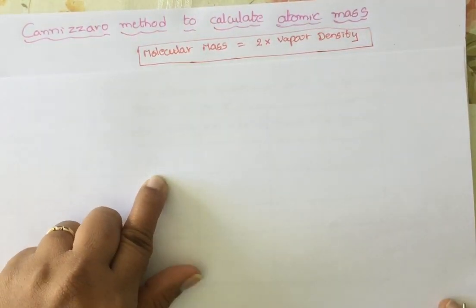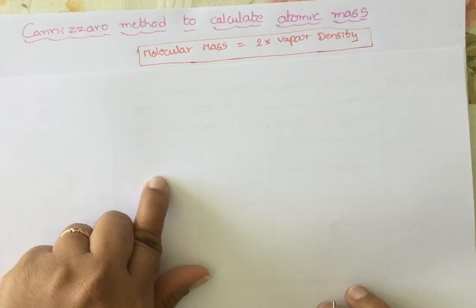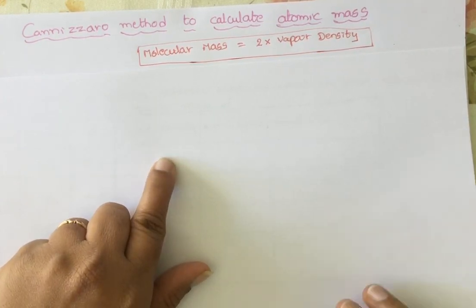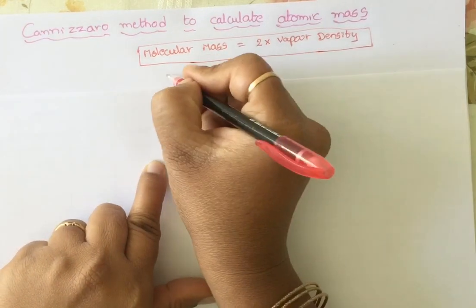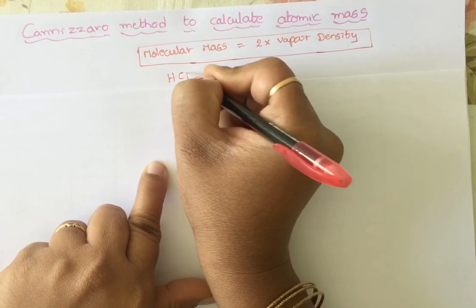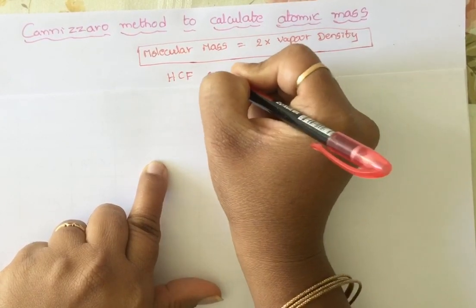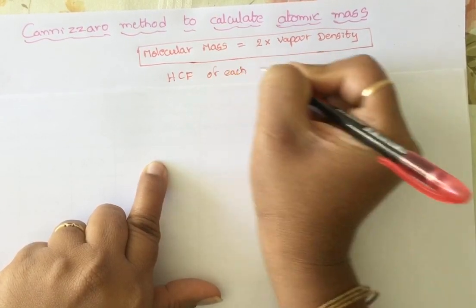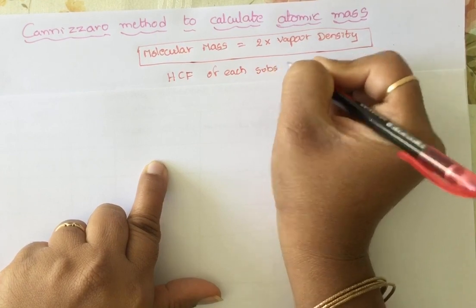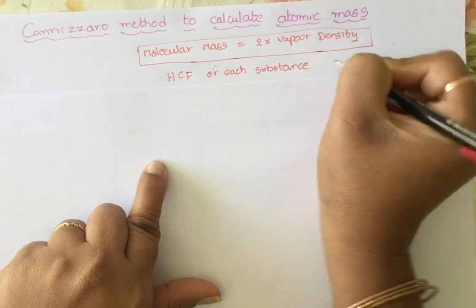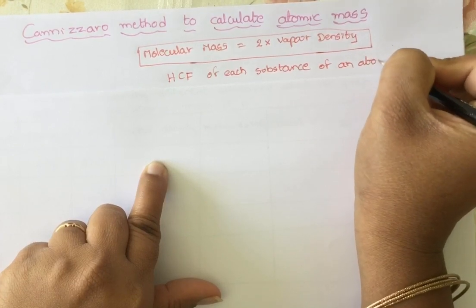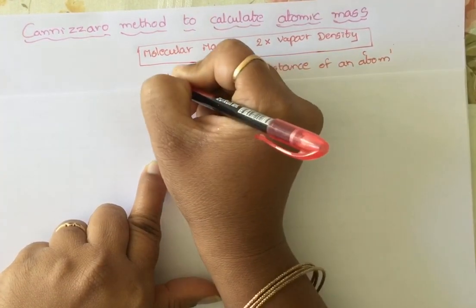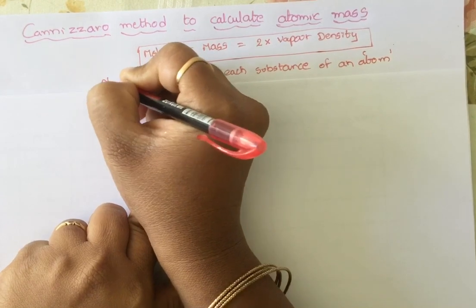Then what we have to do here? We have to find the molecular mass of each substance. Then we have to take the HCF, highest common factor, of the masses of the particular atom in each substance. That will be its atomic mass. So this HCF will be its atomic mass.